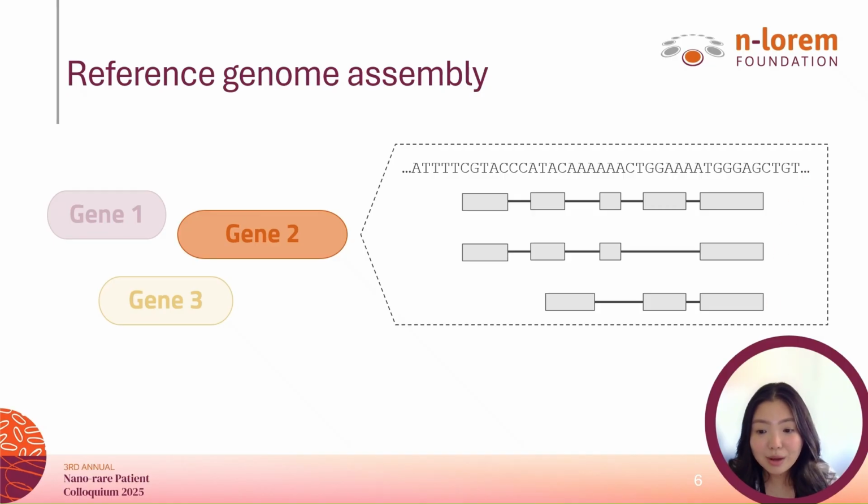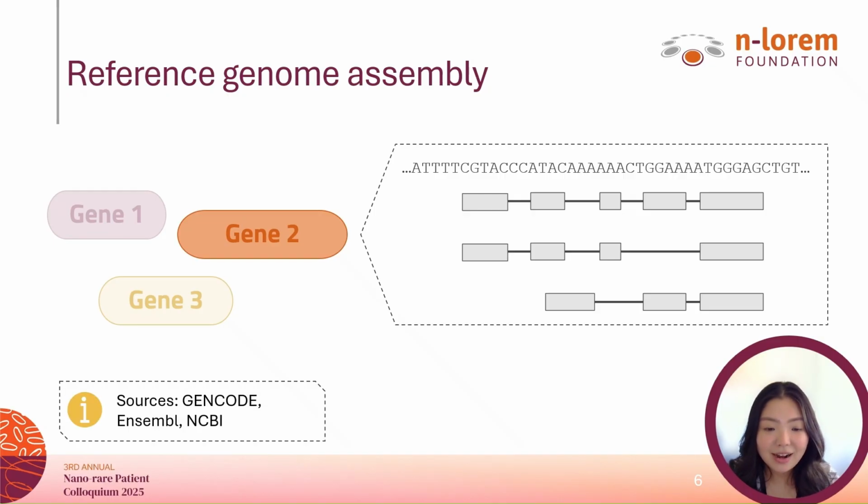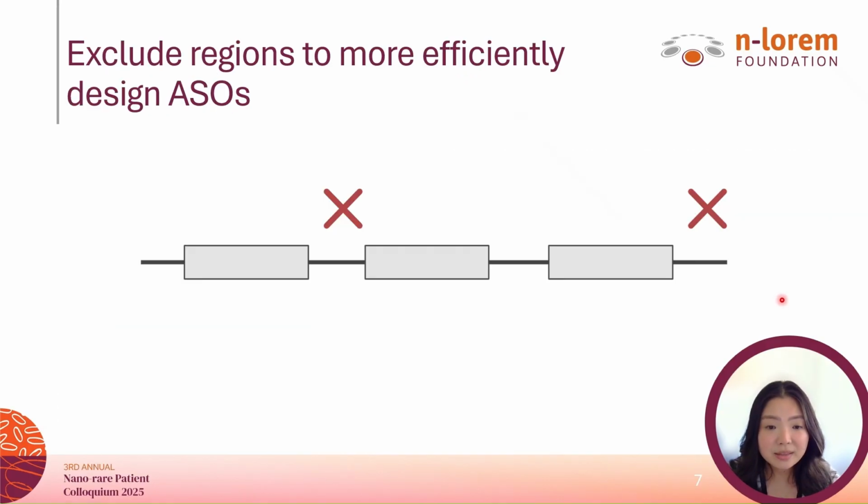There's also a whole lot more information than just that. But you can get these data from sources like GENCODE or Ensembl. I want to point out Ensembl in particular because it has a really nice web interface so that anyone can really explore this kind of data. But using the reference genome assembly, we're able to identify regions that we may want to exclude so that we can more efficiently design ASOs.